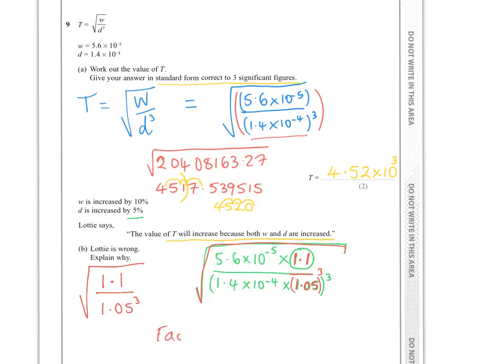That gives me a factor multiple or multiplier of 0.9747929823. I'll just write everything on the calculator, it's always worth doing that. And we can see that that is less than 1. If it was 1, then it wouldn't change. So for Lottie to be right, it would have to be more than 1, and that would increase the value of t overall. So that's enough explanation for part B. I think that's quite tough, that question.